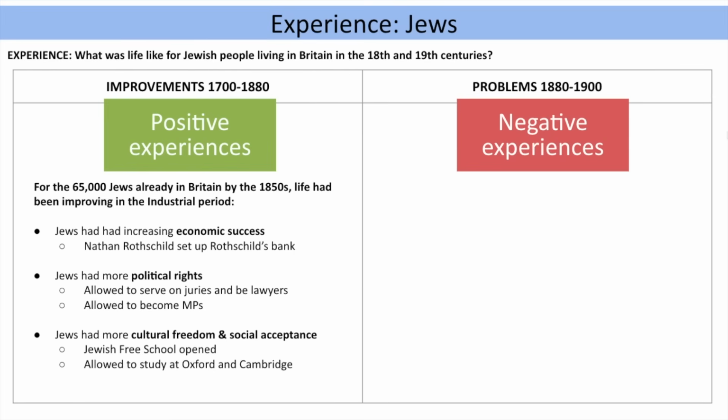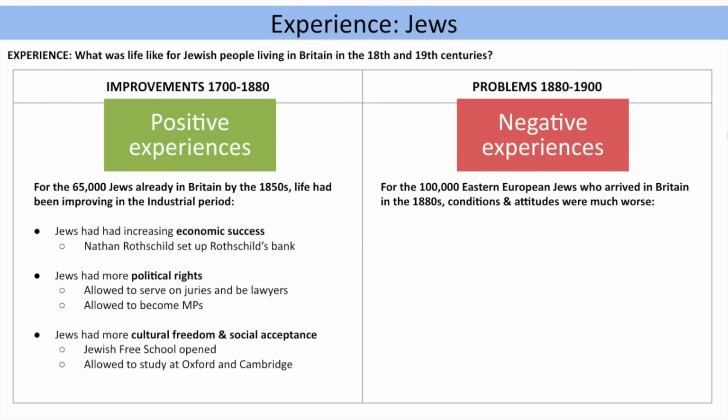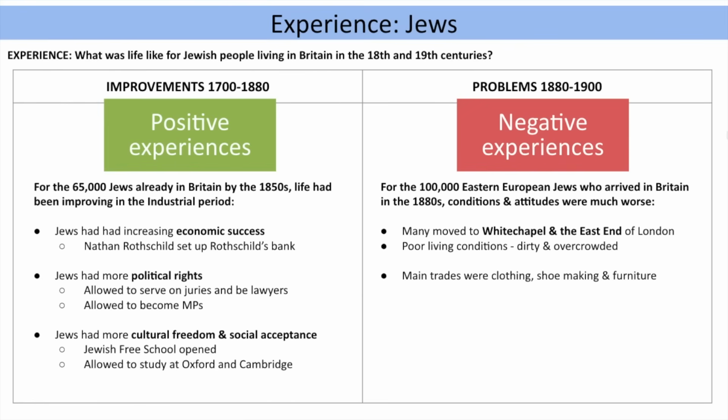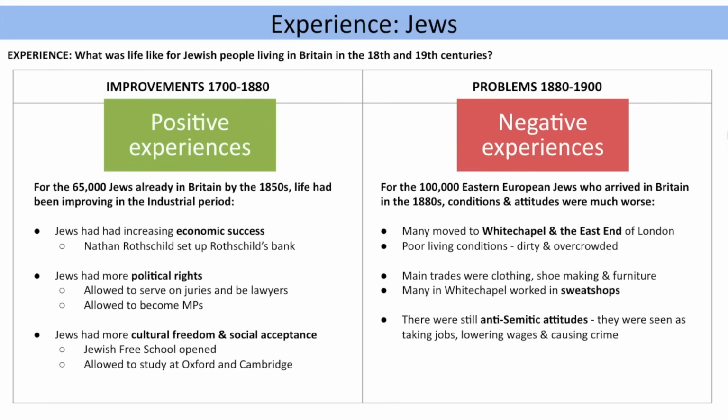However, when we look specifically at Eastern European migration from the 1880s, they have very, very negative experiences. Many moved to Whitechapel in the East End, where there were very poor living conditions, which we'll look at in more detail when we look at that case study. The main trades they're involved in are clothing and shoemaking and furniture, but lots of them are working in sweatshops, which have very poor conditions and poor pay.